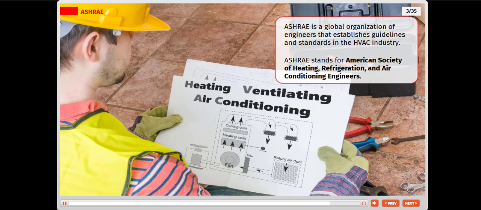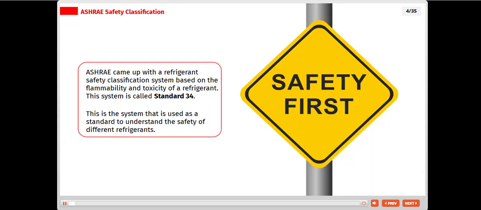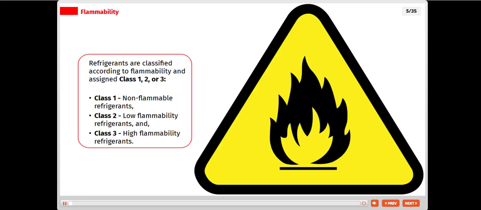ASHRAE came up with the refrigerant safety classification system based on the flammability and toxicity of a refrigerant. This system is called Standard 34. This is the system that is used as a standard to understand the safety of different refrigerants. Refrigerants are classified according to flammability and assigned Class 1, 2, or 3. Class 1, non-flammable refrigerants, Class 2, low flammability refrigerants, and Class 3, high flammability refrigerants.